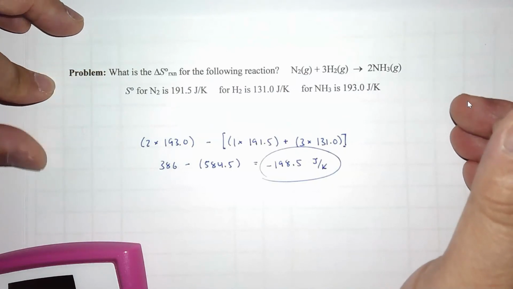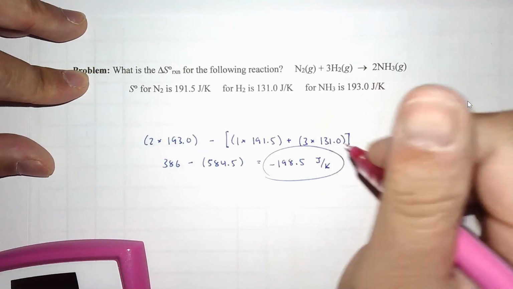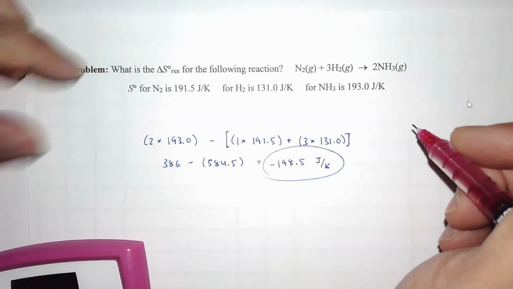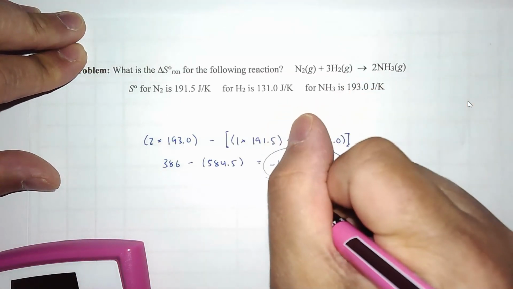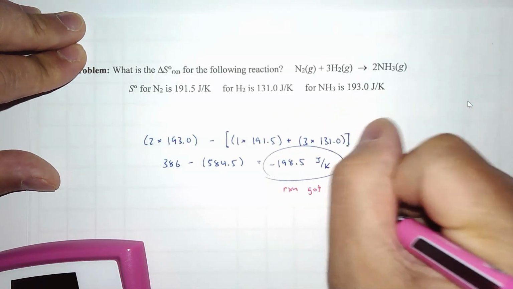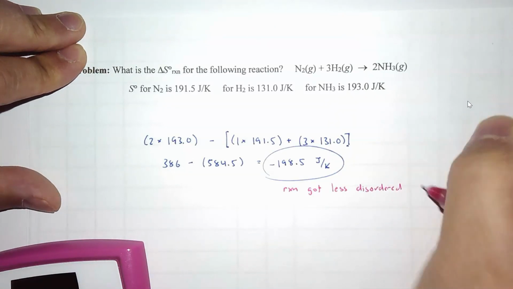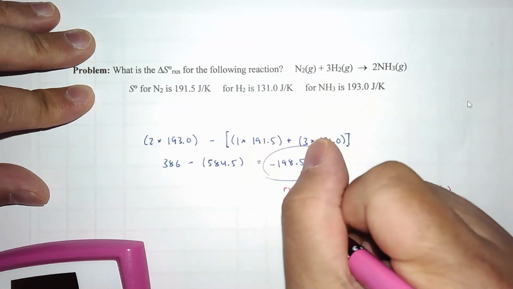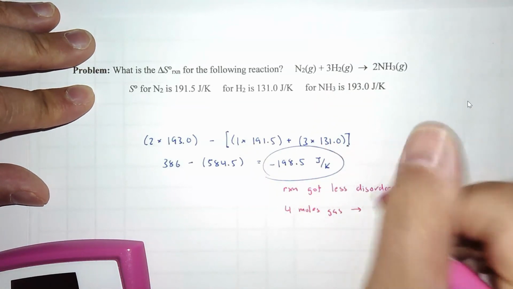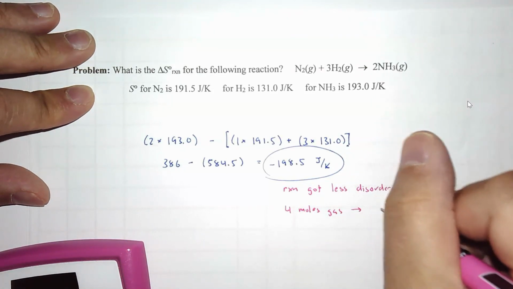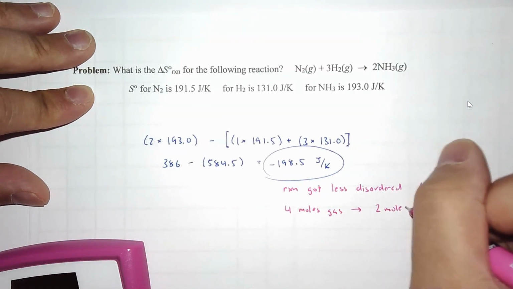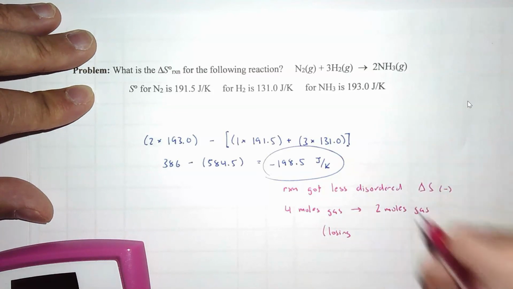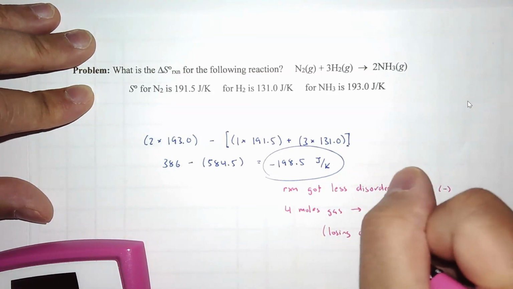And that is the entropy for the reaction. What can we say from this result? We could say that the reaction got less disordered, because delta S is negative. You notice that we went from 4 moles of gas to 2 moles of gas. So this was predictable that it should have been negative. We're actually losing disorder, or we're getting less chaotic because there's less moles of gas. But let's say losing disorder.